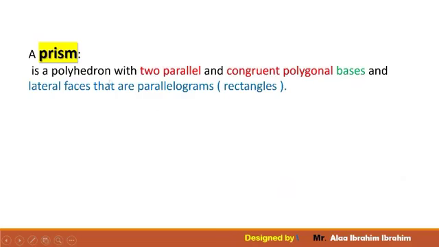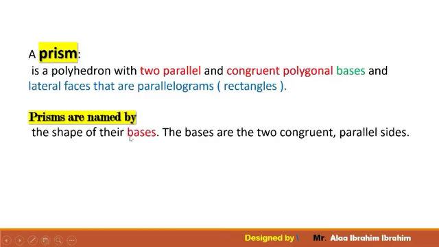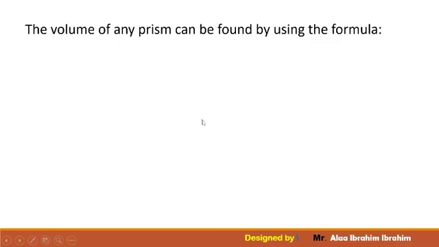Now the definition of a prism is a polyhedron with two parallel and congruent bases and lateral faces that are parallelograms, rectangles. Prisms are named by the base. Remember I told you, if we have a prism, according to the base we name the prism. The bases are the two congruent parallel sides. How to find the volume of a prism?